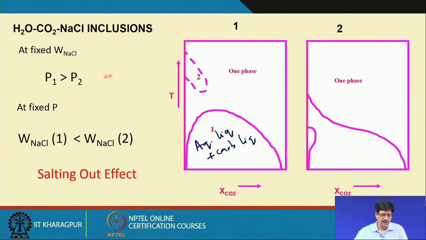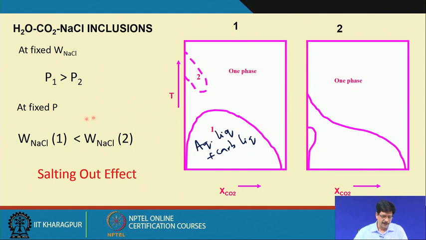So, situation 1: if we consider a fixed weight percent NaCl, let us say 6 weight percent sodium chloride in the aqueous phase, and these two diagrams represent fixed weight percent NaCl, then the pressure in case of 1 has to be greater than in case of diagram 2, because the solubility of carbon dioxide in water is a function of pressure. So, with a fixed weight percent sodium chloride, more carbon dioxide could be dissolved, and that is the reason why the immiscibility field is a little less compared to figure 2.